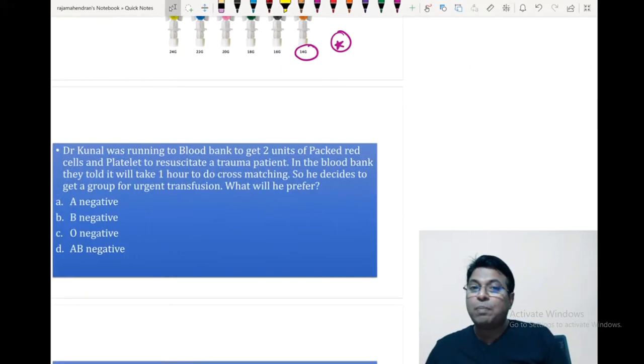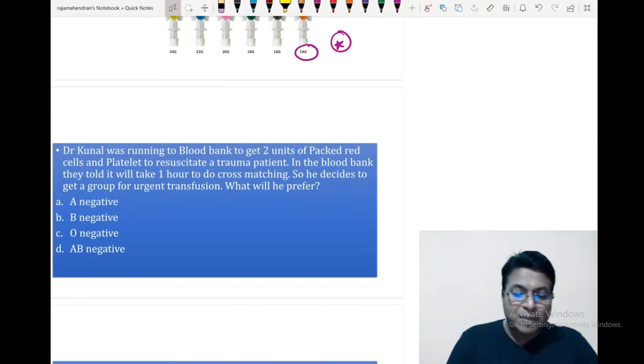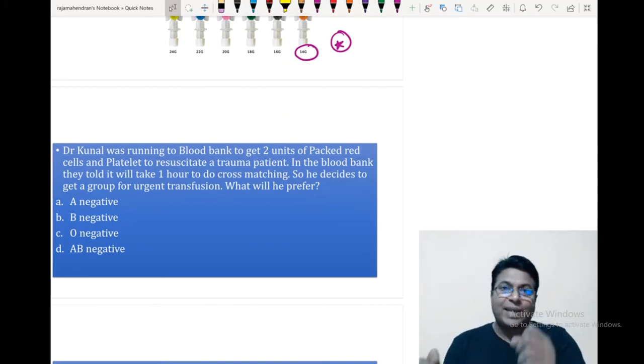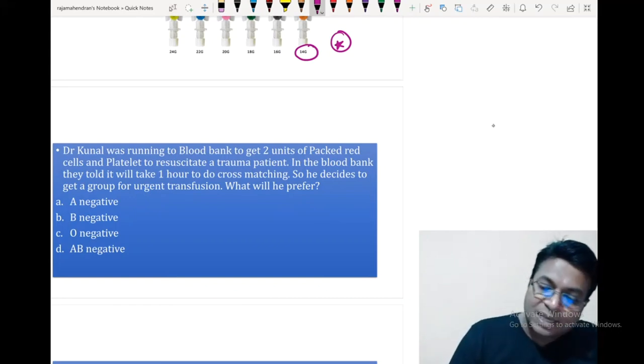Dr. Gunal was running to the blood bank to get 2 units of packed red cells and platelets to resuscitate a trauma patient. In the blood bank, they told him it will take 1 hour to do cross matching. So he decides to get a blood which can be transfused to anybody. So universal blood donor.